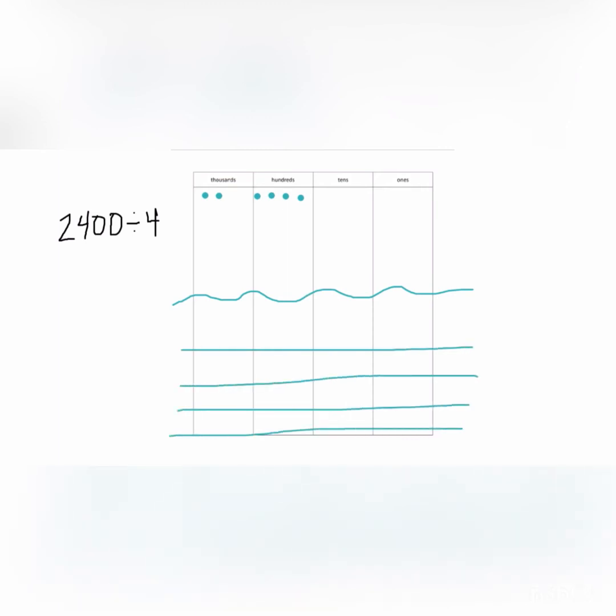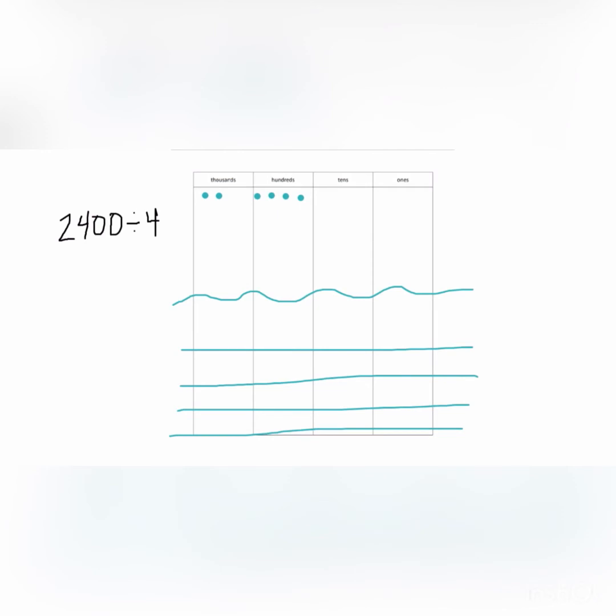In the number 2,400, I have 2 thousands and I have 4 hundreds. I have no tens and I have no ones. I'll draw my squiggly line to separate, and my next step is to draw 4 horizontal lines because we're dividing by 4.